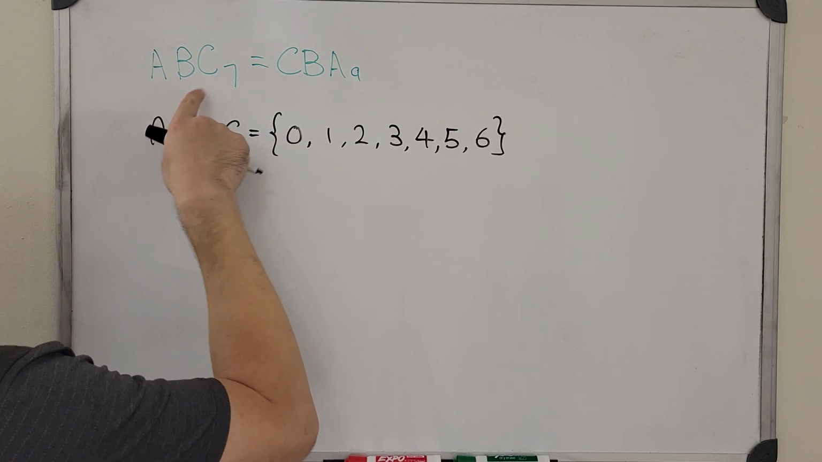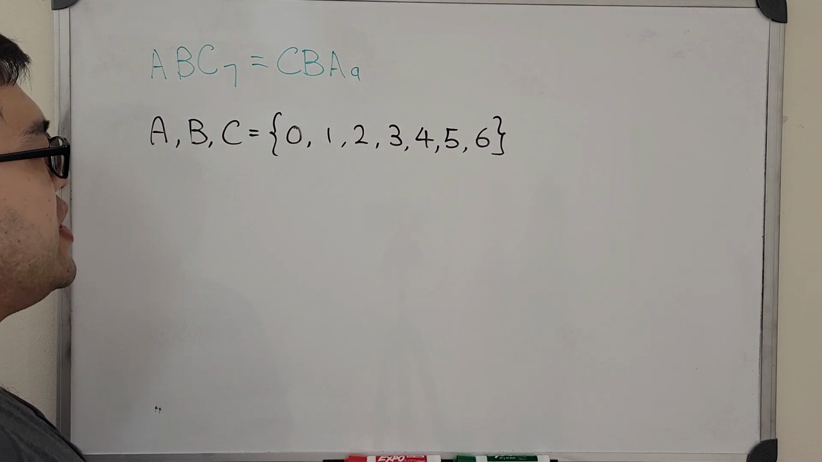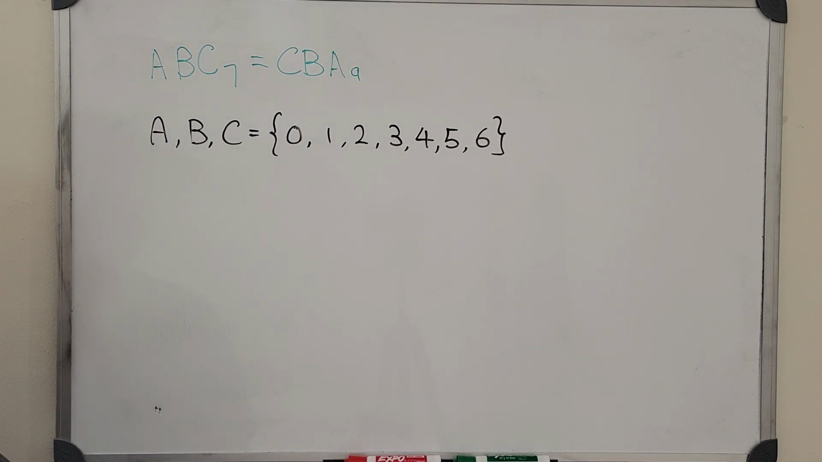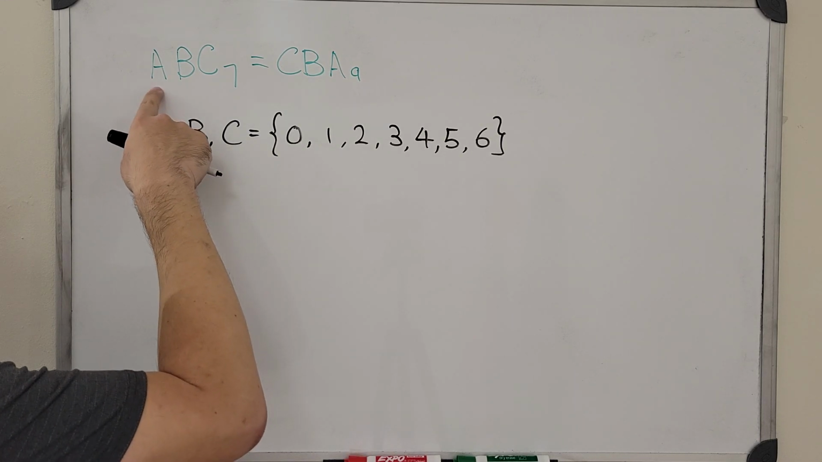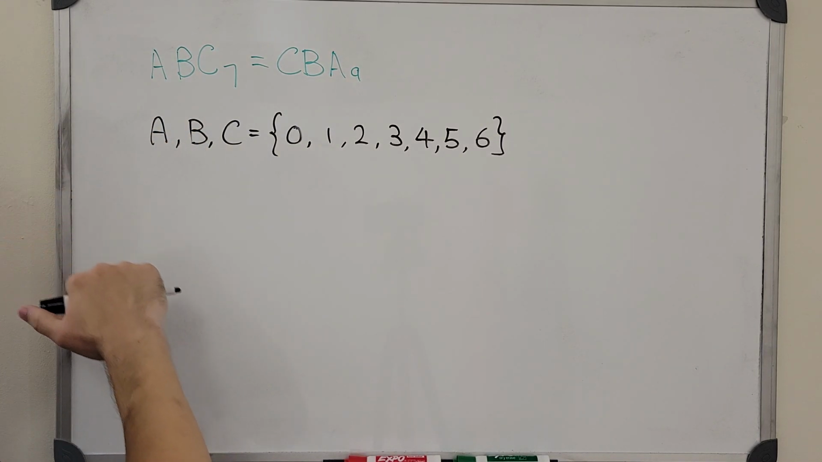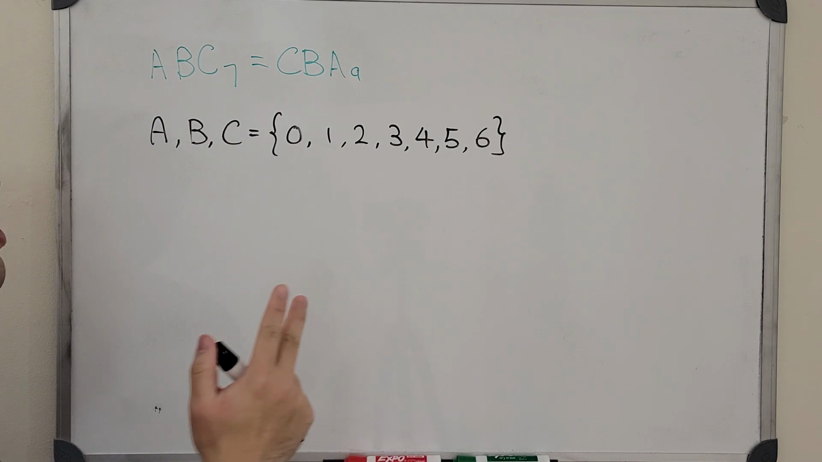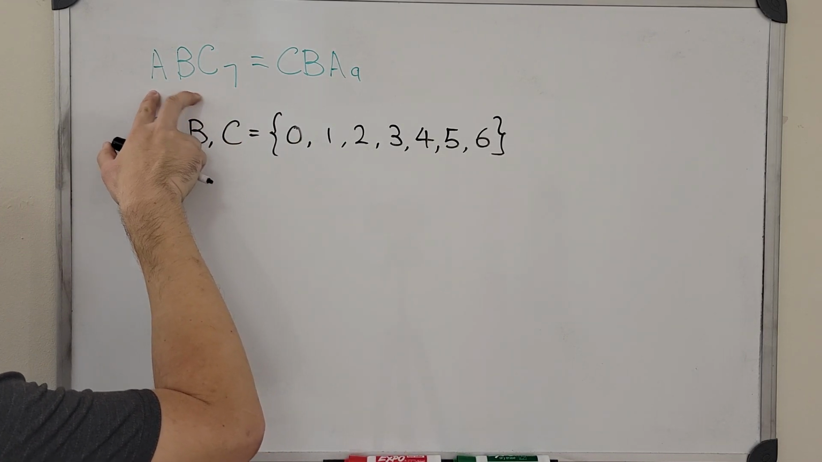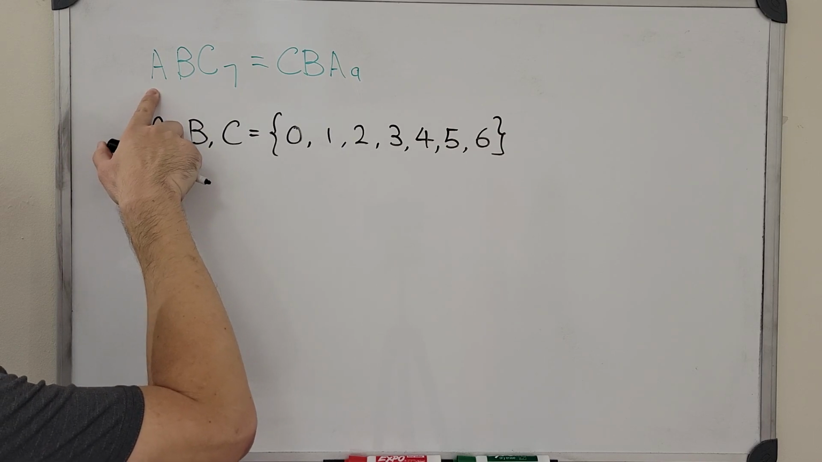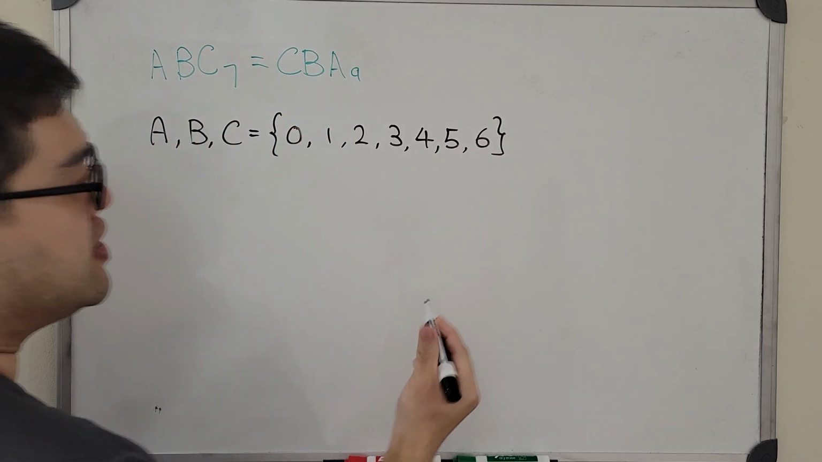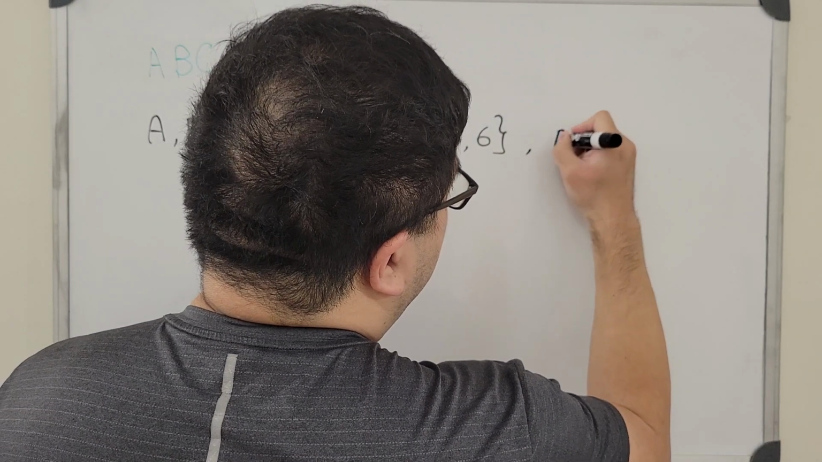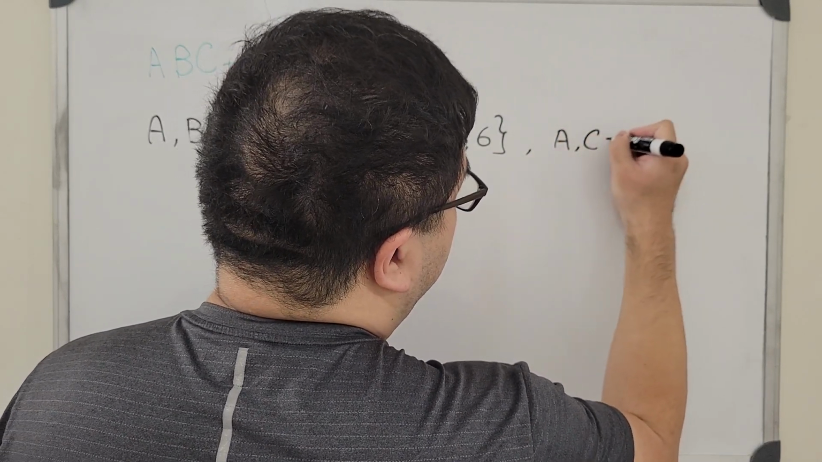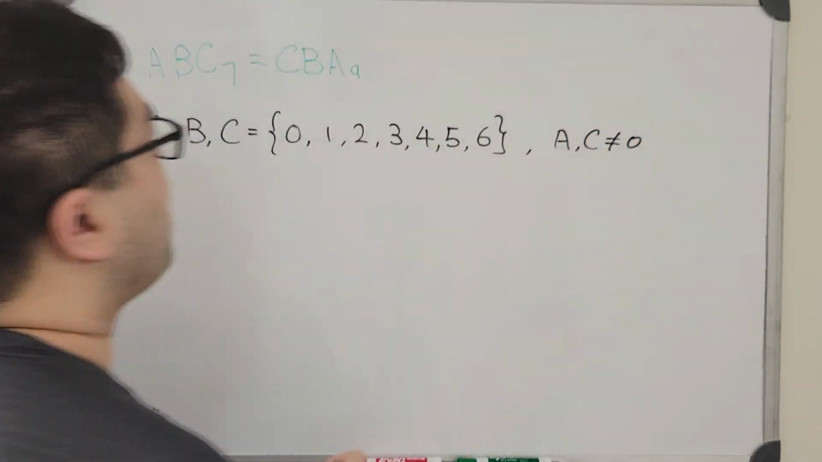Moreover, since we are assuming that this is a 3-digit number, we need to assume that the first digit, the far left digit, cannot be equal to 0. So in this case, on the left hand side, we have A cannot be 0. And on the right hand side, we have C cannot be 0 either. So here is the second condition that we have.